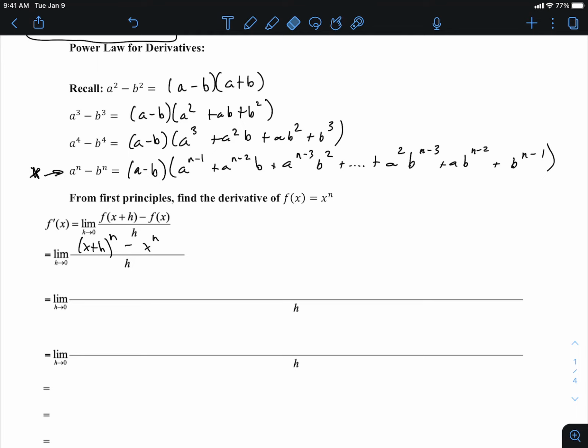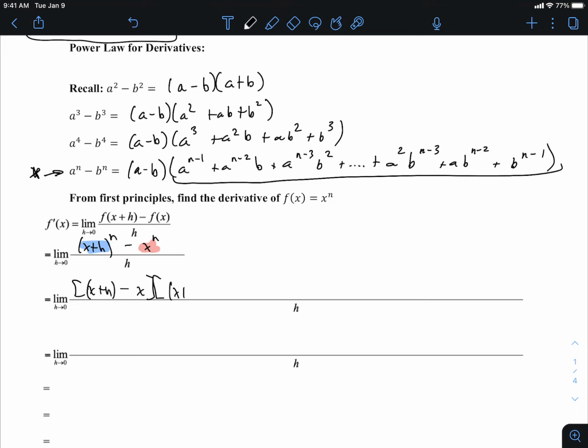So we write a minus b. Well, a is the first part here, and b will be the second part, just the x to the power of n. But a is going to be the x plus h piece. So what goes on this line is x plus h, that's our a, minus our b piece, which is x. And then we open up another bracket. This is going to be all this stuff now, just written in terms of our specific function.